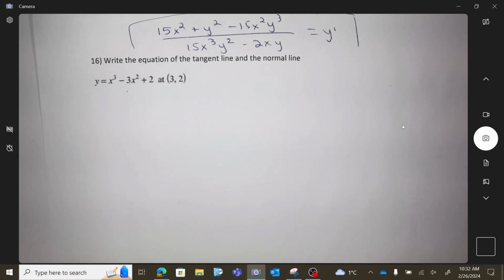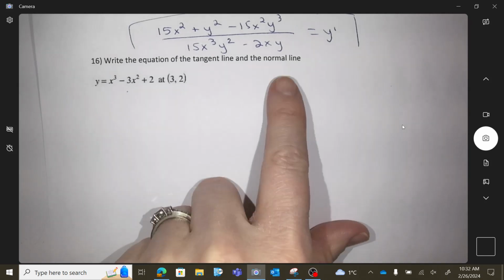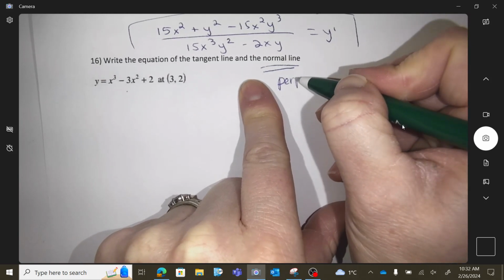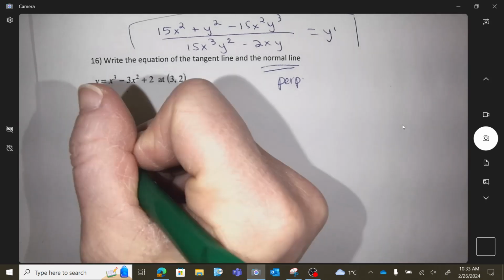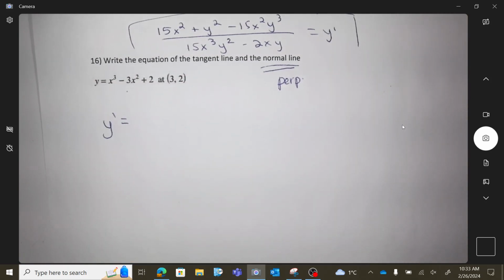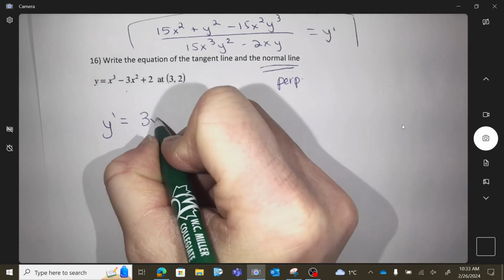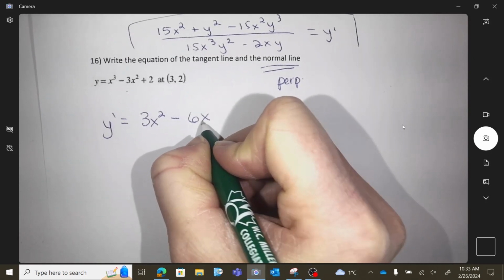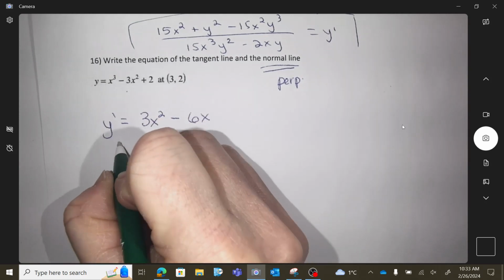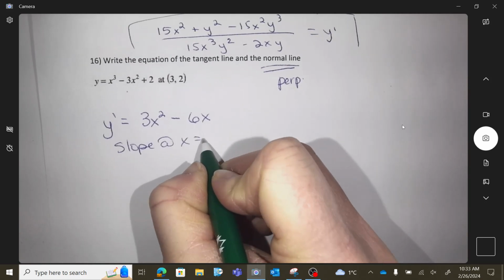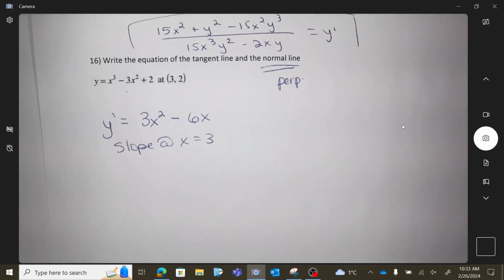So we are going to write an equation of a tangent line and a normal line. The normal line is the one that's perpendicular. Perpendicular line. Okay, so I need to do a slope. So I get 3x squared minus 6x is my slope equation. So what is the actual slope at an x value of 3?